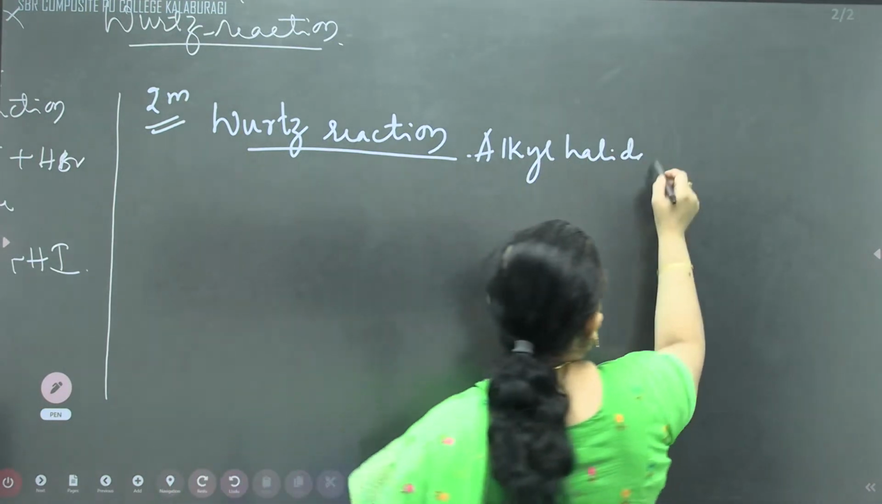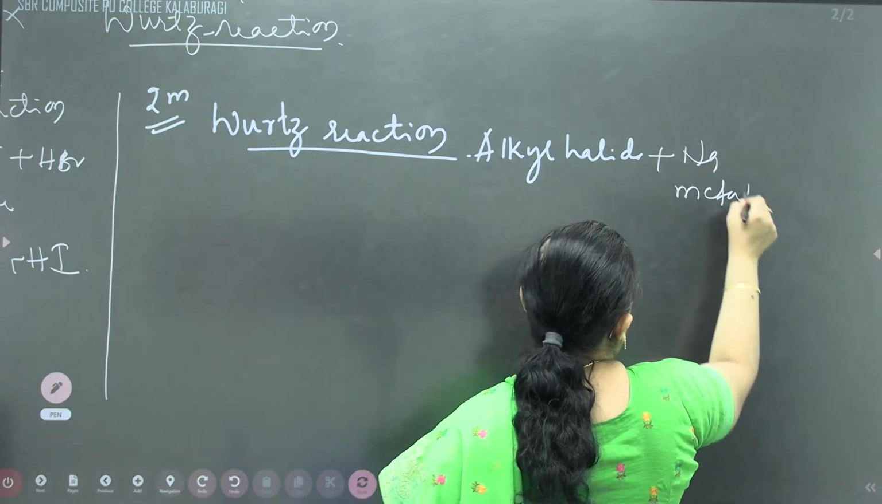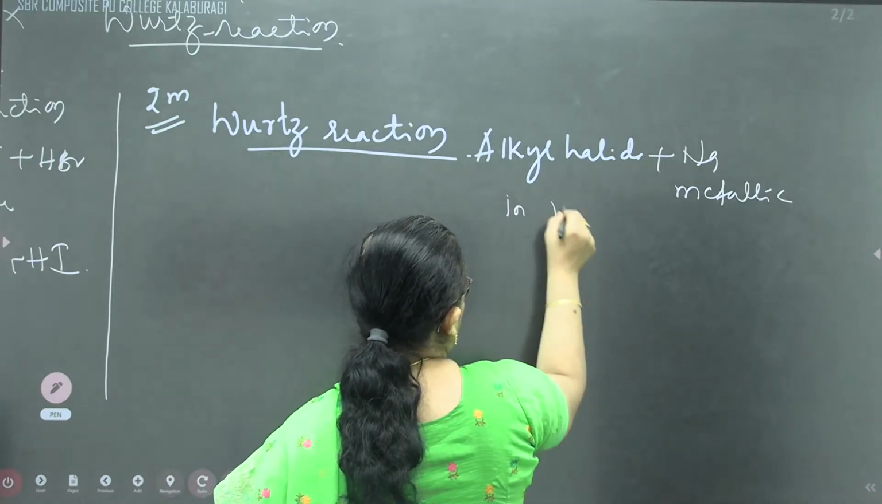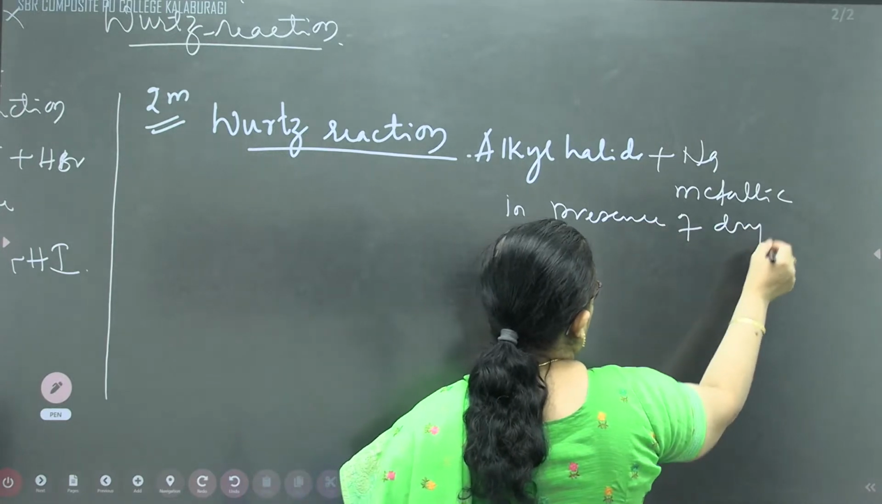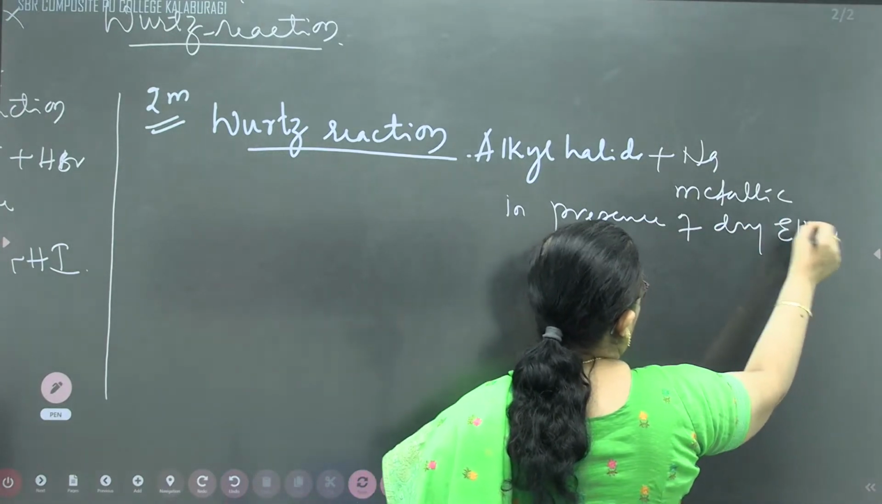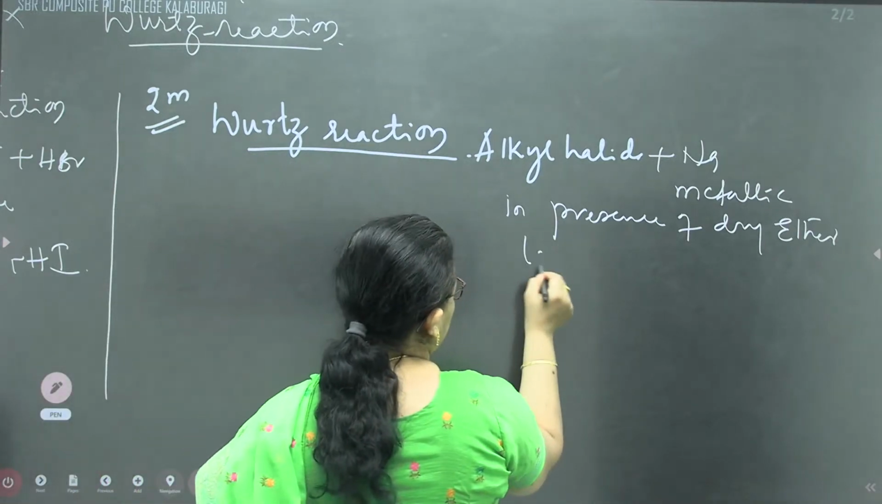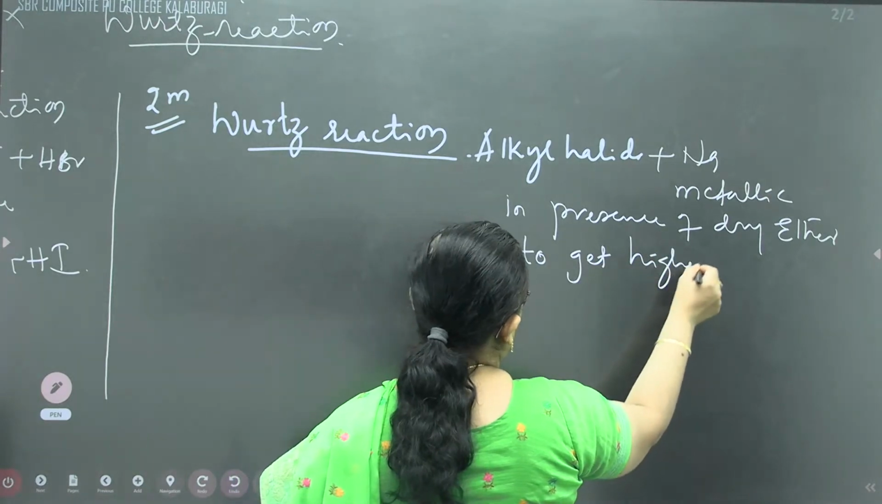Alkyl halide treated with metallic sodium in the presence of dry ether to get higher alkane. Let me repeat the sentence.